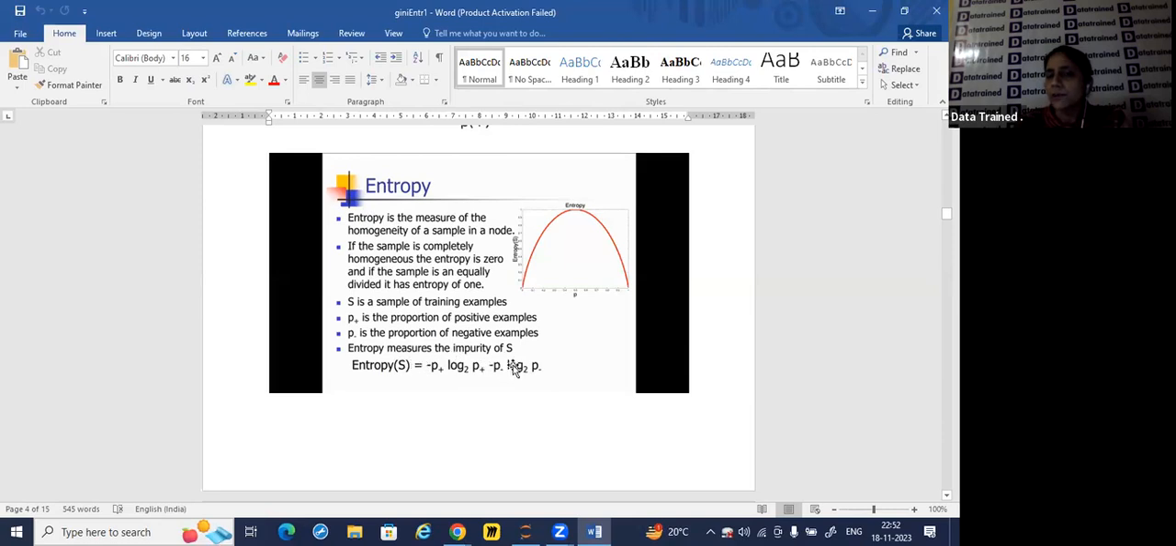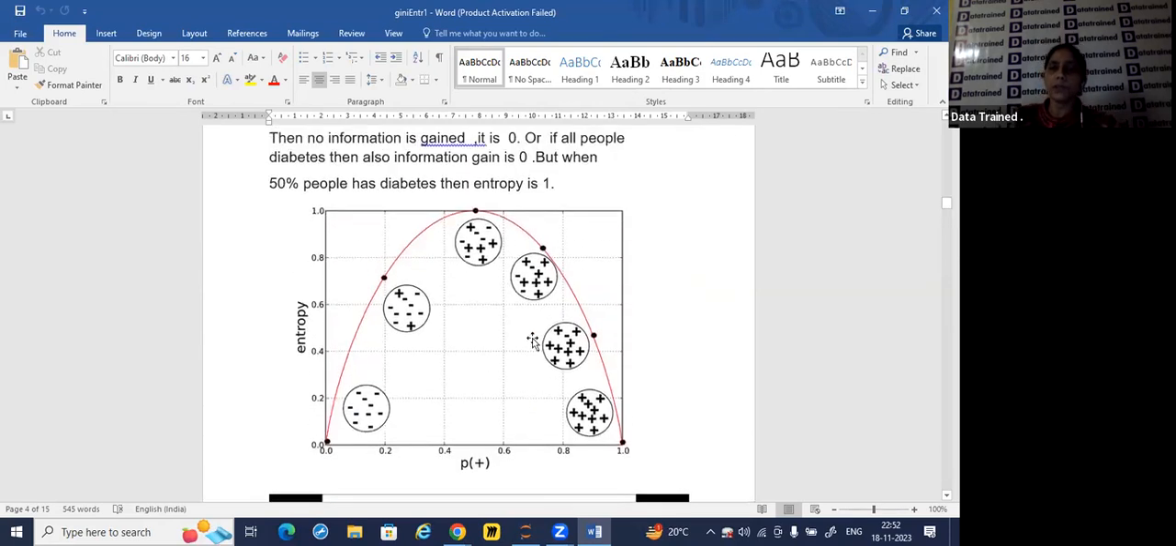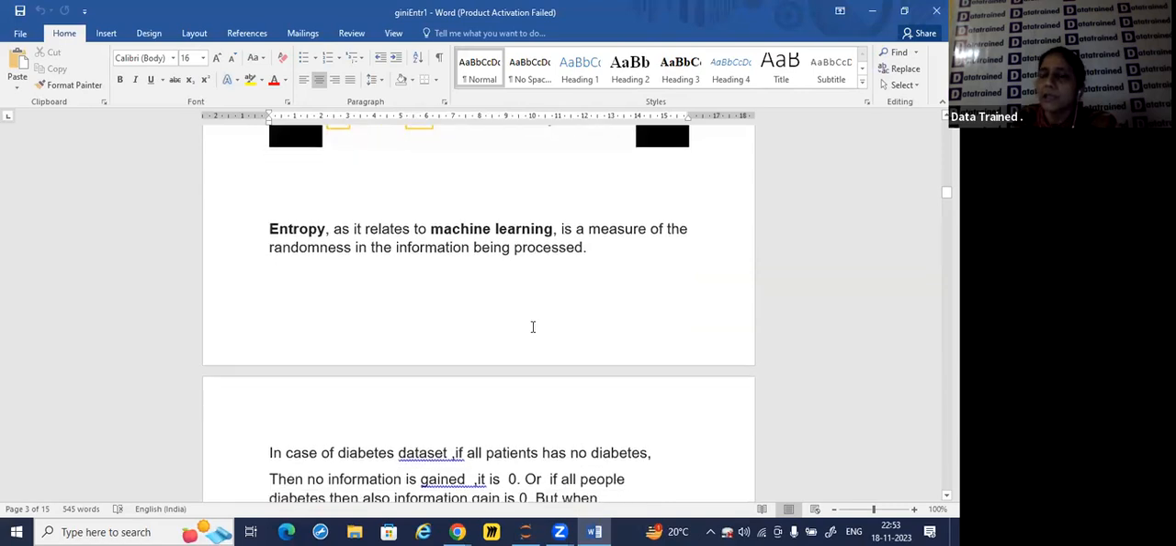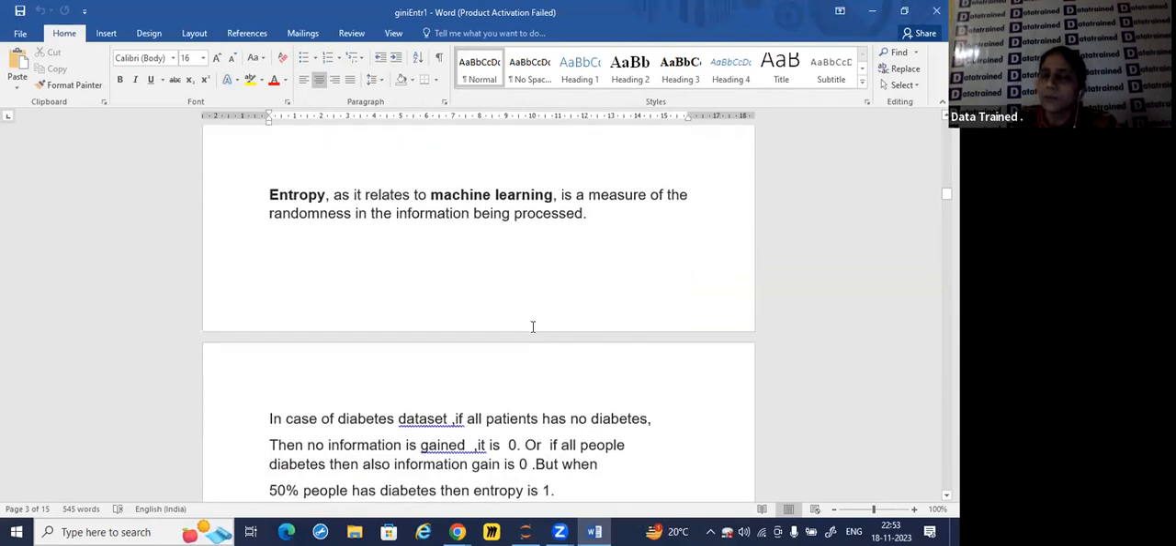Entropy measures the impurity of S. It means S is the data set, and impurity checking will be done with the help of entropy. And this one is the formula for entropy. So here you can see entropy is related to machine learning. It is a measure of the randomness in the information being processed. It means how much randomness is present inside your data, how much impurity is present inside your data set.